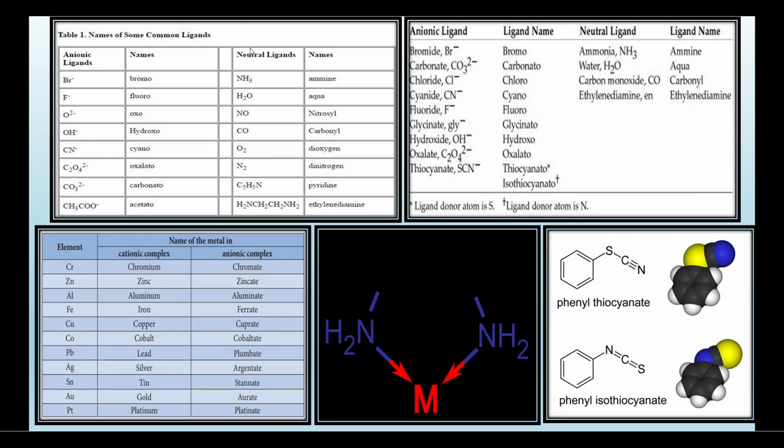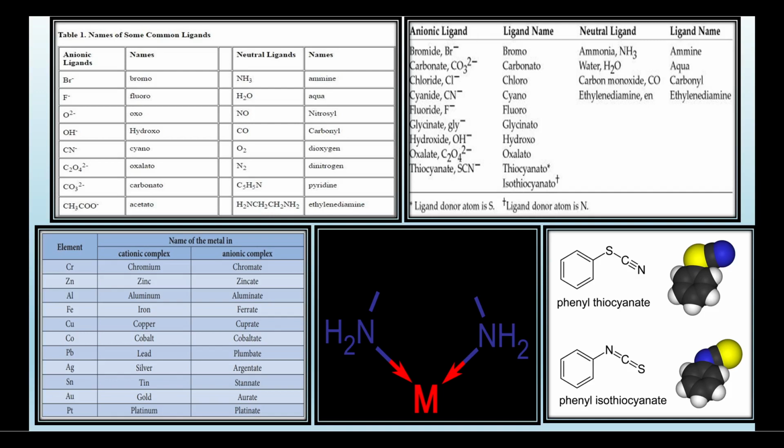Yes, we can list out some of the common ligands. There are anionic ligands, and the respective names of the anionic ligands can be followed. Here the negative ligands end with the O: Br minus bromo, F minus fluoro, O2 minus oxo, OH minus hydroxo, CN minus cyano, C2O4 2 minus oxalato, CO3 2 minus carbonato, CH3COO minus acetato. Similarly, the neutral ligands: amino, water, nitrosyl, carbonyl, dioxygen, dinitrogen, pyridine, ethylene, diamine.